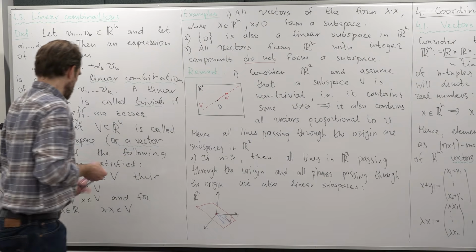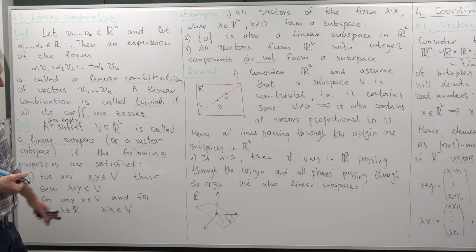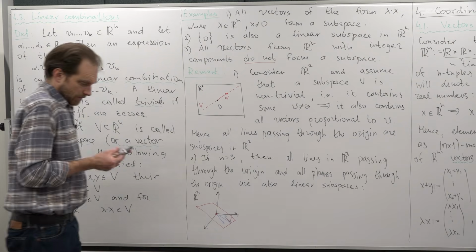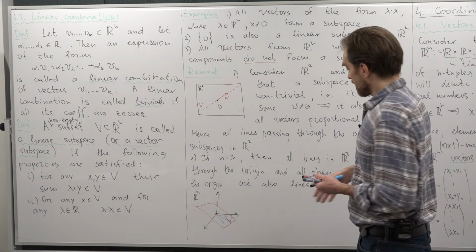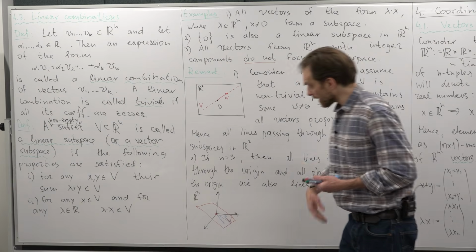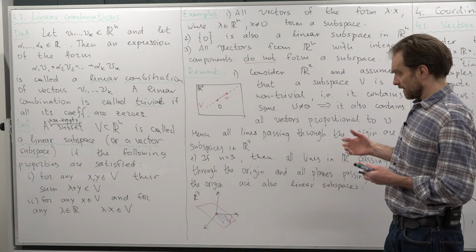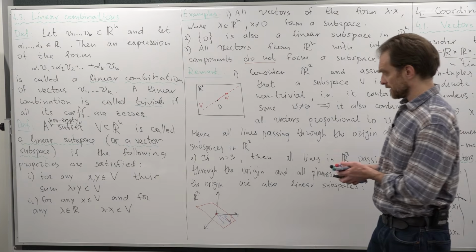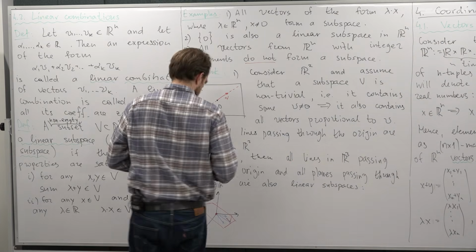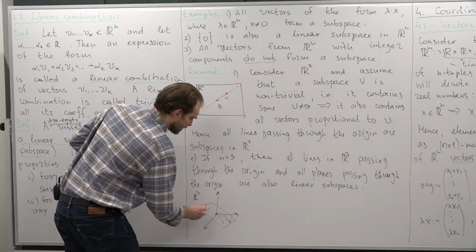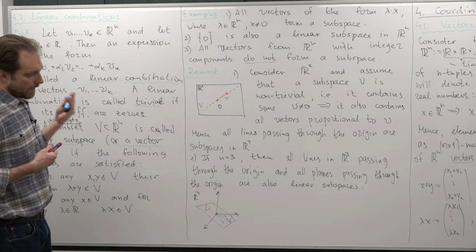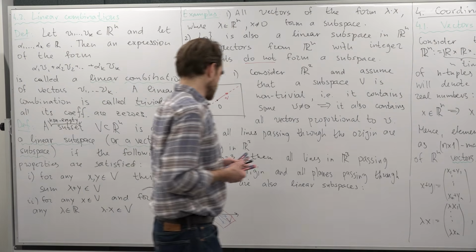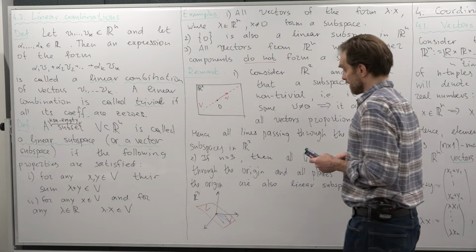That's why the first property is satisfied, and if we multiply a vector from this plane by some scalar, then the result also belongs to this plane. So every plane passing through the origin can be referred to as a linear or a vector subspace in the space R3.